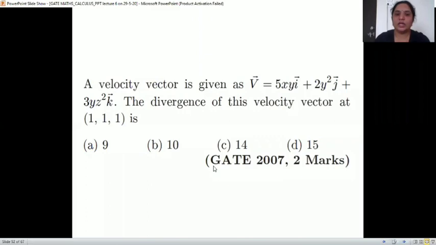A velocity vector v bar is given to you, and then the divergence of this vector at (1, 1, 1) is asked. Now the divergence, and it was for 2 marks. Del dot. And whenever it is divergence, it will be a number, it will never be a vector.